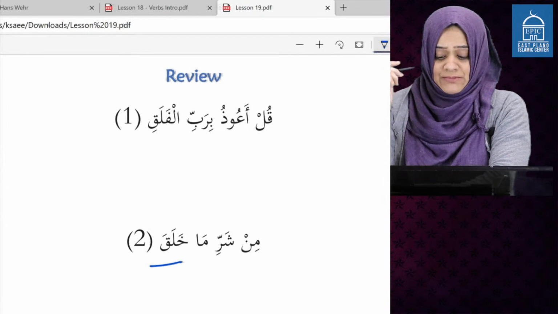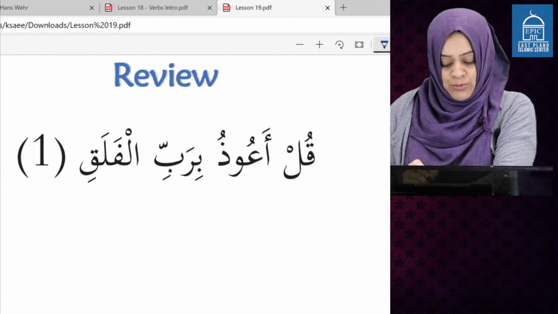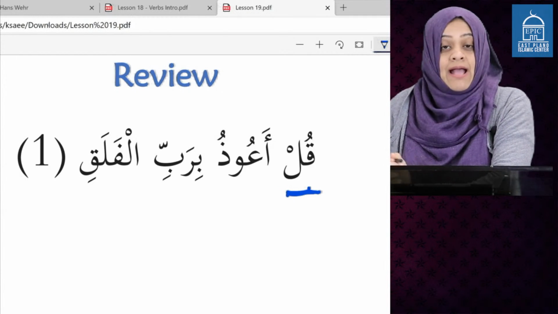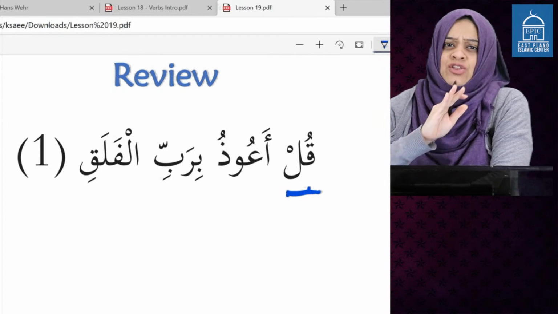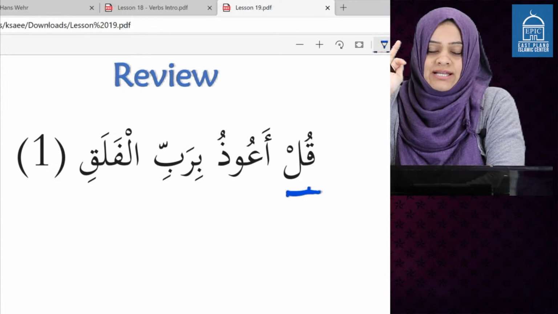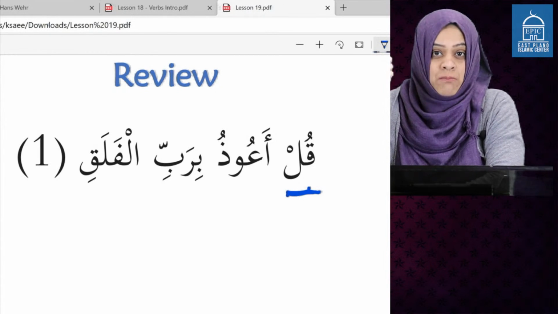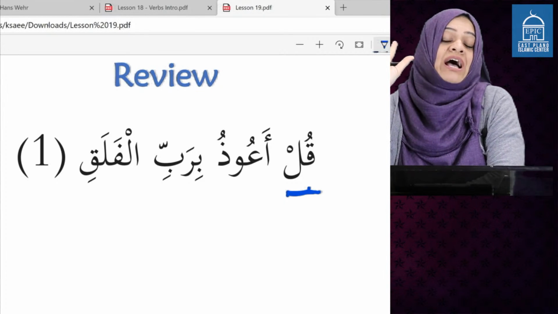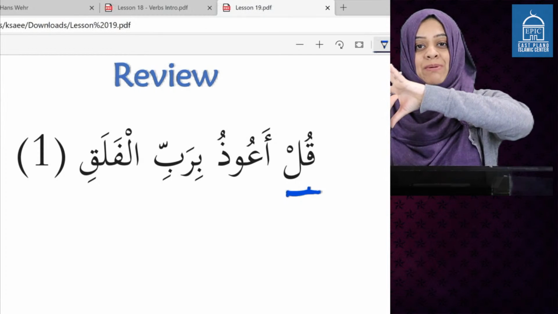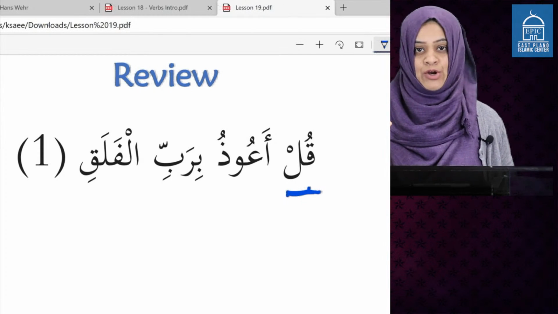So here, if you see the first one, we have قُلْ أَعُوذُ بِرَبِّ الْفَلَقِ. Now this one, what I'll tell you is it's a verb. Remember I told you in the last class that there are various forms of verbs that we are going to learn, in terms of the base forms. We have the madi, we have the mudare, and then we have the command form. These three forms will basically be going through each and every other family that we are going to be learning about.